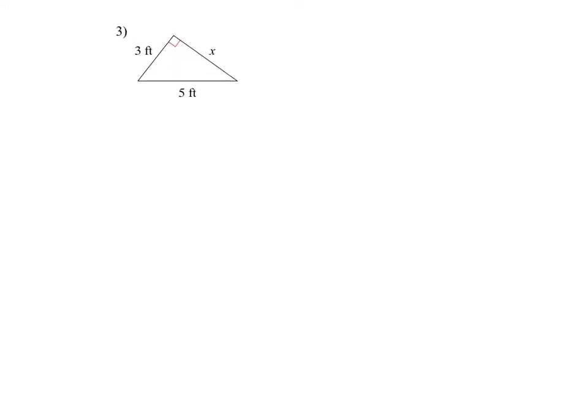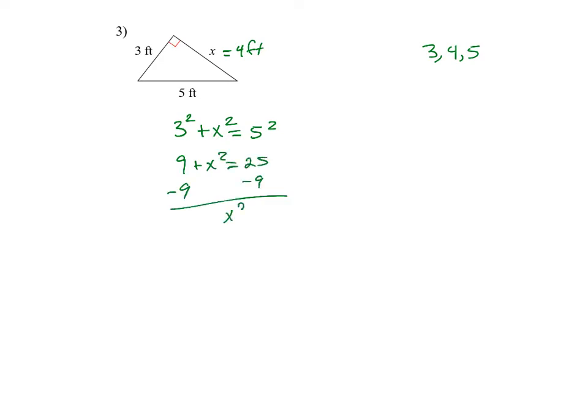So the next one I have 3, 5, and x. Okay. Using the Pythagorean triple 3, 4, and 5, I know that this one is going to be 4, right? I'm going to prove it using the Pythagorean theorem. So 3 squared plus x squared equals 5 squared. So 9 plus x squared equals 25, minus 9, x squared equals 16, and the square root of both sides is 4.